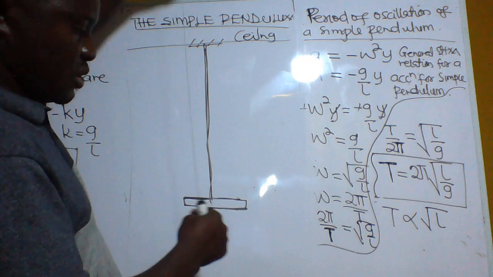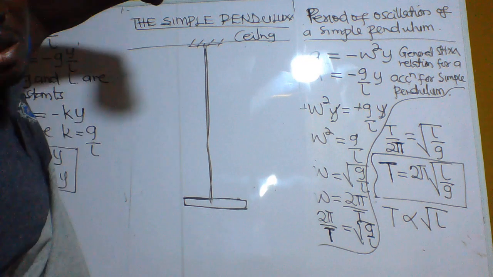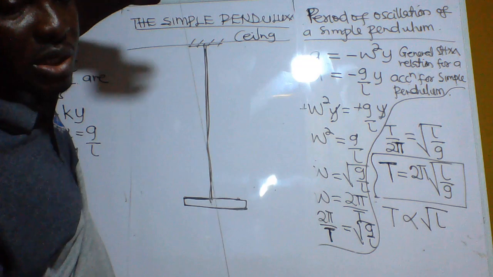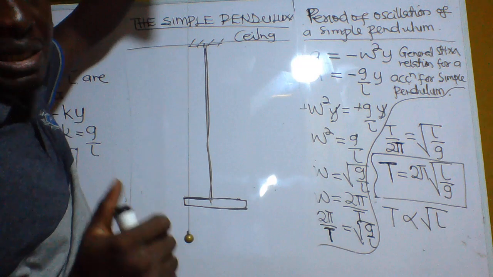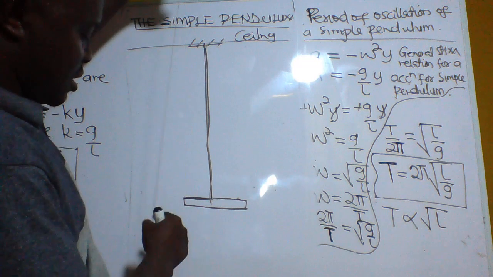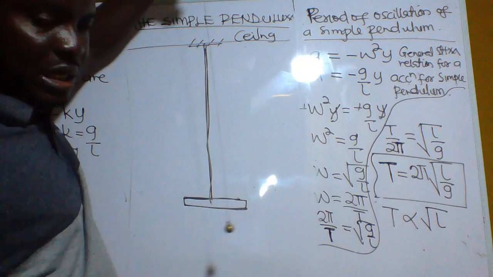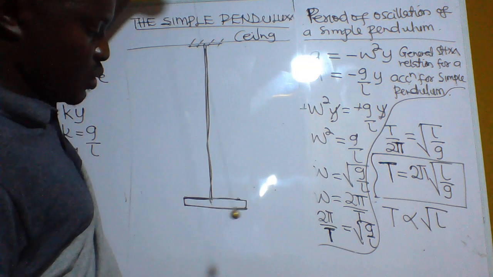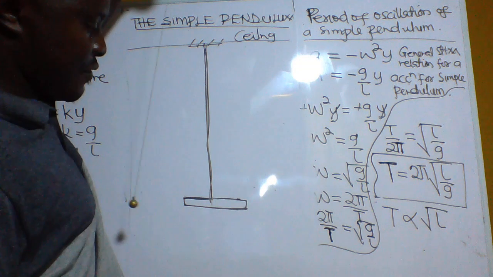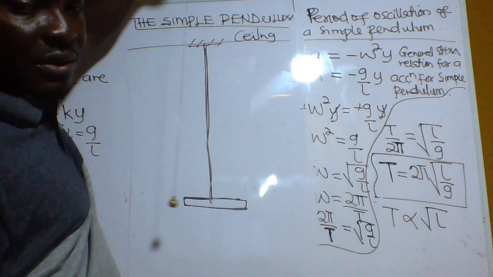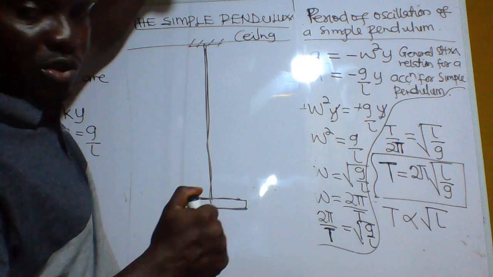The moment you displace it, you count a certain number of complete oscillations. The choice can be 10, it can be 20, but you will at the same time determine the time for that number of oscillations. So the moment you displace it, you start the timing. 1, 2, 3, 4, 5, 6, 7, 8, 9, 10. Then you stop the watch.